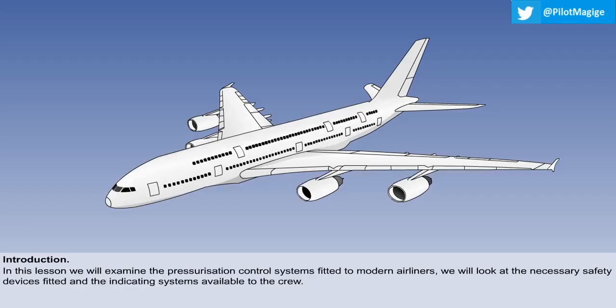In this lesson, we will examine the pressurization control systems fitted to modern airliners. We will look at the necessary safety devices fitted and the indicating systems available to the crew.